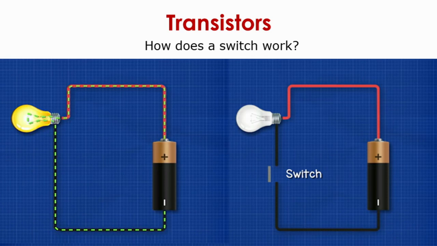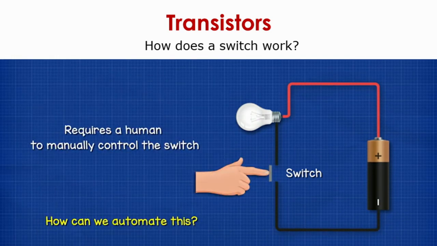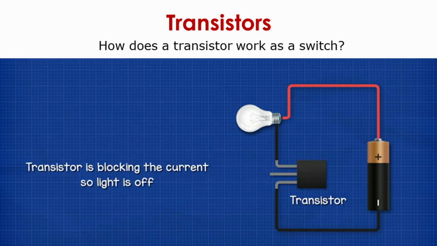So how does a switch work? When there is no switch, the bulb continuously turns on. When there is a switch, one can turn the bulb on and off, but it needs some manual control. Somebody needs to put the switch on or off. How can we then automate this? We can automate this process of switching on and off using a transistor. As you can see, we have added a transistor instead of a switch, or as a switch.